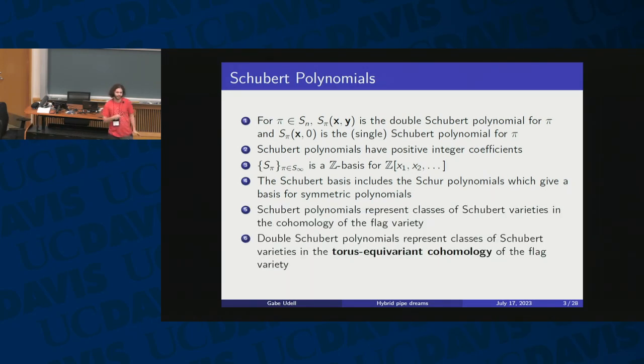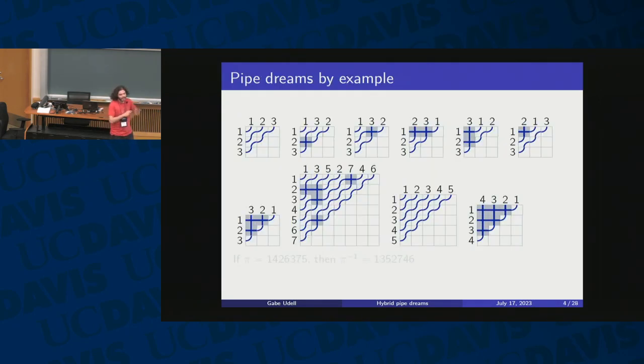This is not really a very geometry-focused talk, but maybe every once in a while I'll say the word equivariant. If I say the word equivariant, what I mean is I'm talking about double Schubert polynomials and not single Schubert polynomials. That's all that means in this talk. In each of these sections, when we talk about pipe dreams, bumpless pipe dreams, and hybrid pipe dreams, we're going to do it by examples.